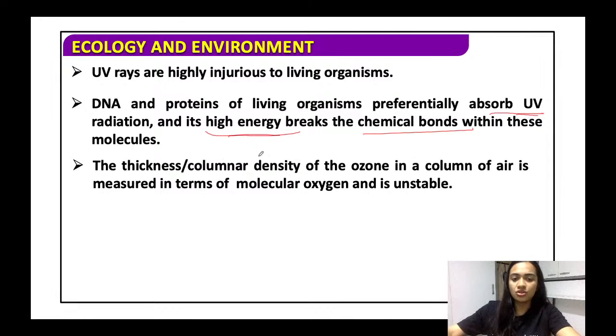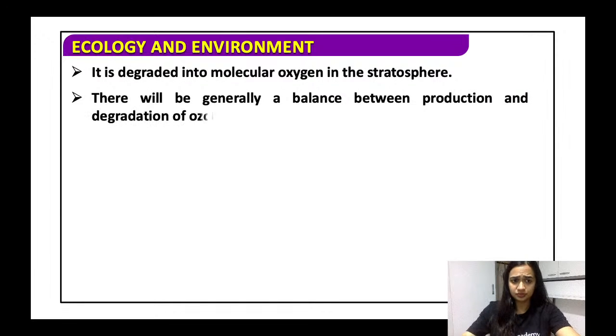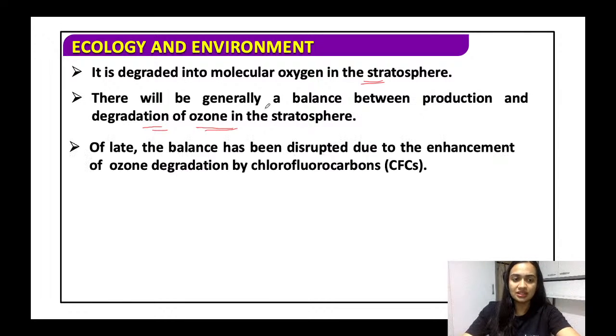So the thickness or columnar intensity of the ozone in a columnar air is measured in terms of molecular oxygen, and ozone is unstable. All right. So now, what is happening? It is getting degraded into molecular oxygen in the stratosphere. Now, there will generally be a balance between production and degradation of the ozone. All right. So generally a balance maintained होना चाहिए. So of late, what is happening? The balance has been disrupted. Why? Because of the enhancement of ozone degradation by chlorofluorocarbons.